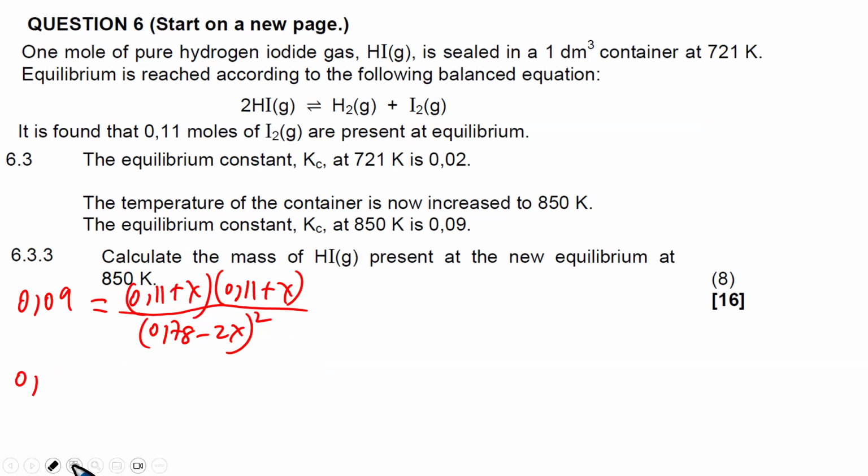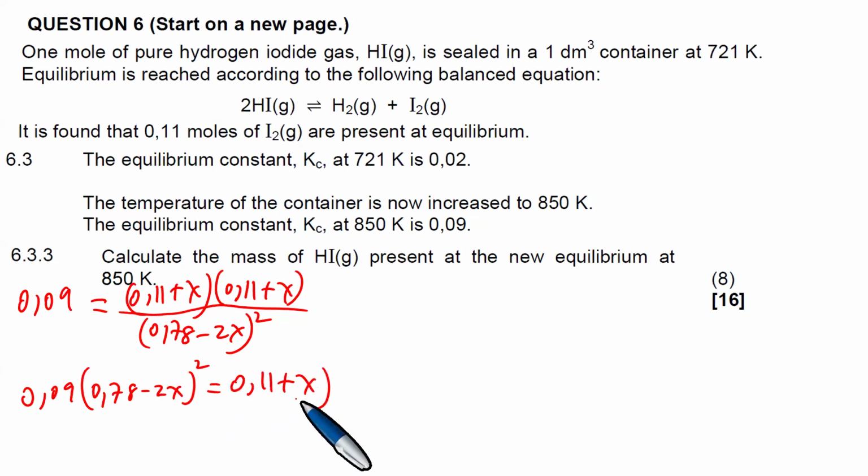0.09. We're just going to indicate this so that you can get an idea of what's happening. 0.11 times 0.11. And then everything else, what do we do here? We can cross multiply if we want. I'm looking at the nicer way to do it. 0.09 with 0.78 minus 2x, and we square this, and it's 0.11. You can write this one as a perfect square like this. Right, this is a quadratic equation.